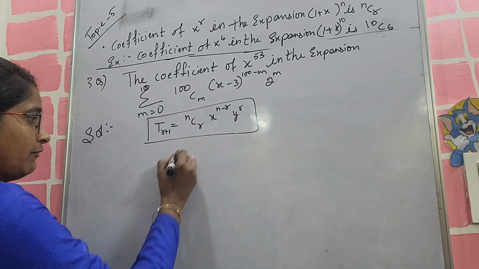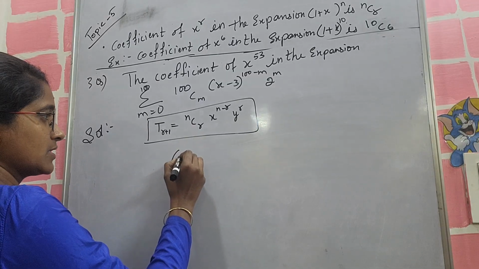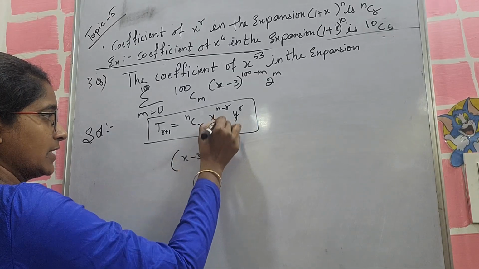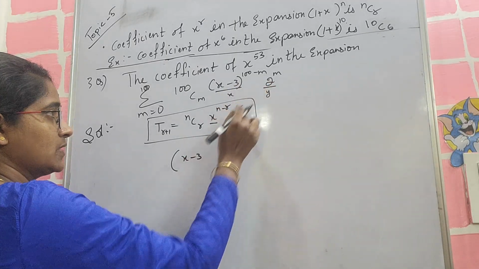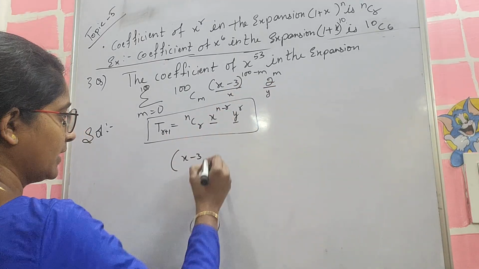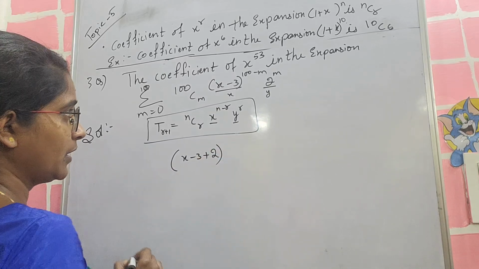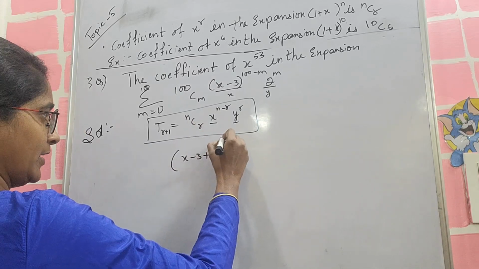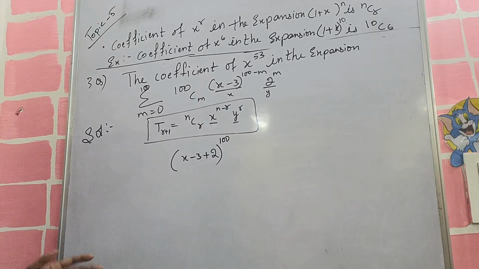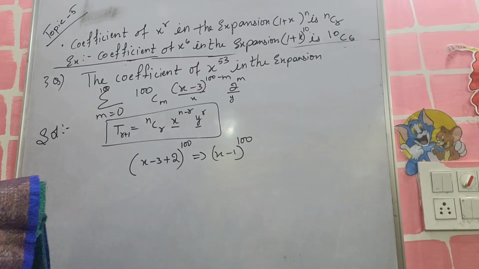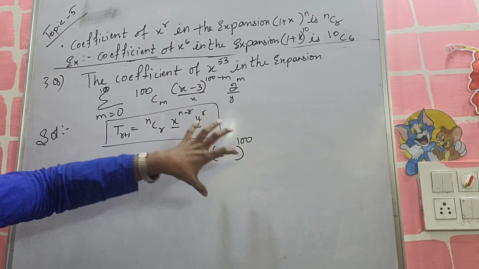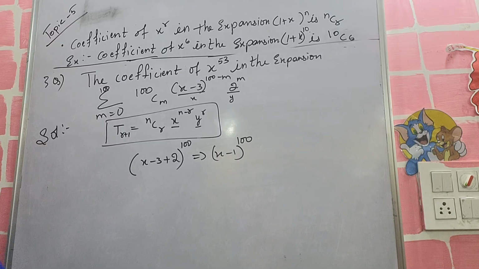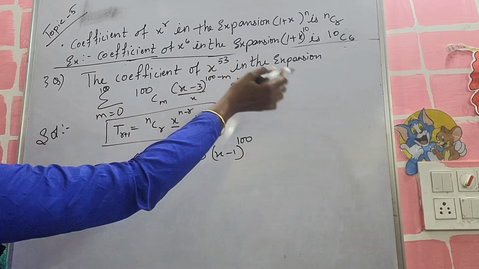So I'll write it in the form of it. So here x minus 3, x is this, and y is this, x and y, and then this one is over here, right? So I'll write it as (x minus 3 plus 2) whole power of 100. Okay, and m is the particular term, the r value. So this is the question. So here we got the expansion, like we got a question. So in that, the coefficient of x power of 53 we need to find.